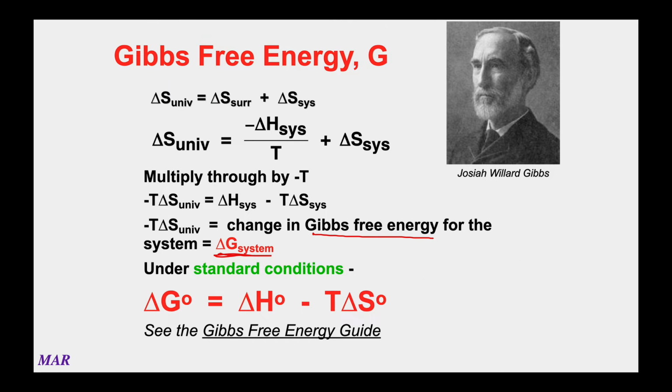So if you have standard conditions, delta G equals delta H minus T delta S. This is the Gibbs free energy equation. There's a picture of good old Gibbs up there. Now, at this point, you're probably like, yeah, that's a lot easier. What are you talking about?